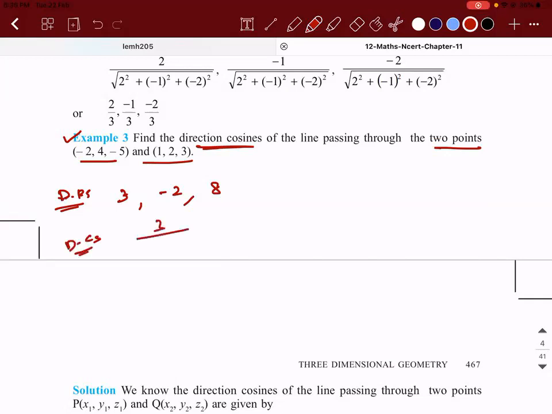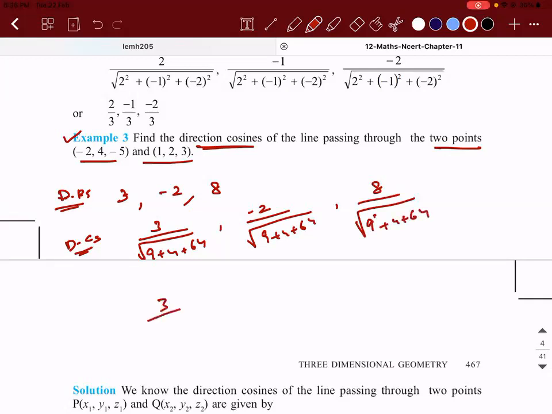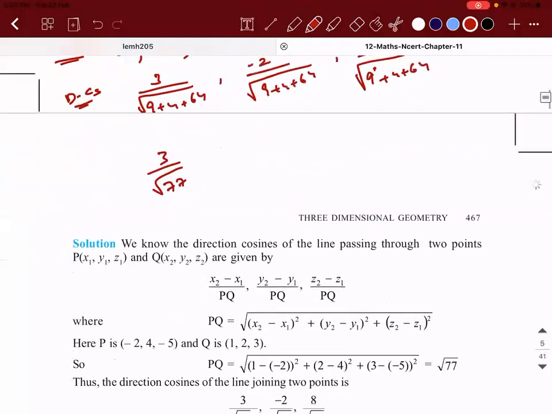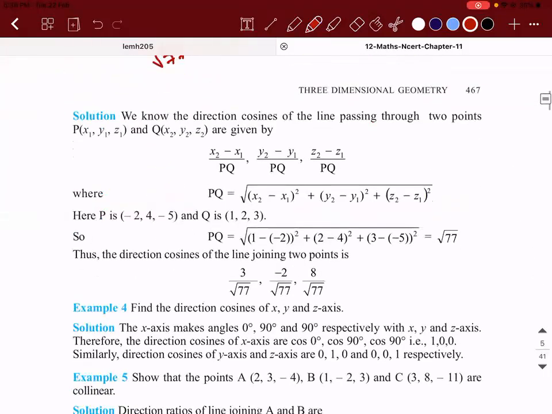So what are the direction cosines? 3 divided by square root of 9 plus 4 plus 64. Similarly, -2 divided by square root of 9 plus 4 plus 64, and 8 divided by square root of 9 plus 4 plus 64. What is the answer? 68 plus 9, 77. Yes, it will be 3/√77, -2/√77 and 8/√77. Okay.